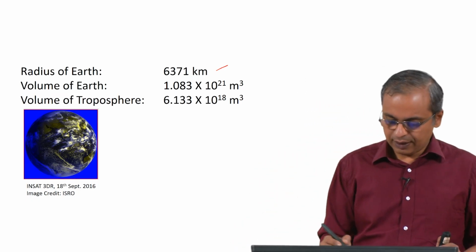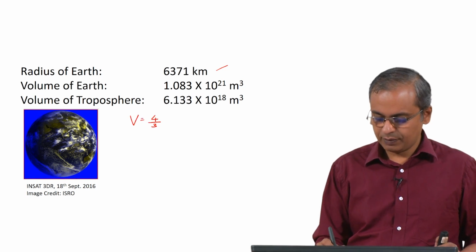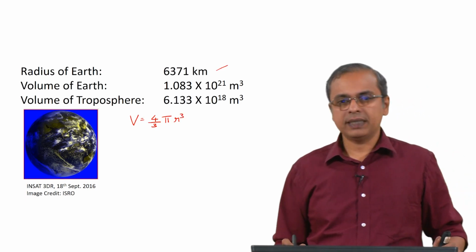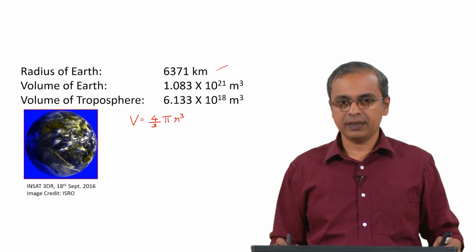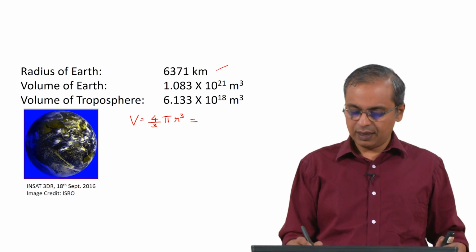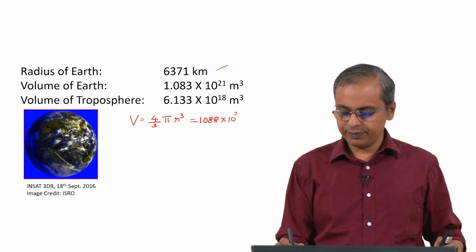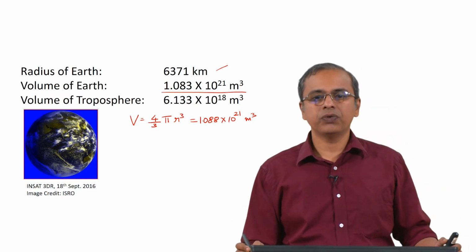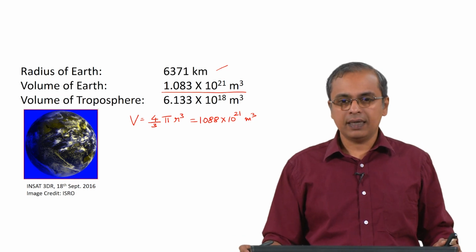So if you simply do volume equals four by three pi r cubed, and use 6,371 kilometers as the value of the radius r, then we get the answer of 1.088 times 10 to the power 21 meter cubed as the volume. This is the volume of the Earth.